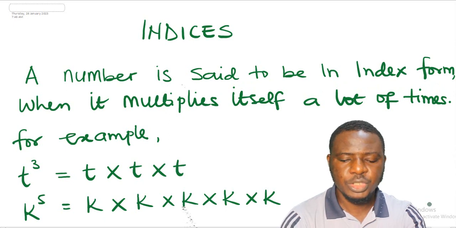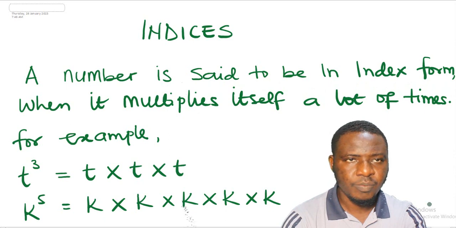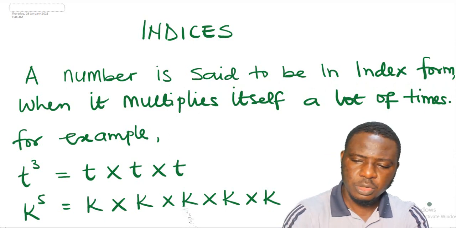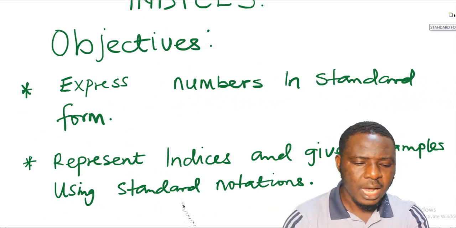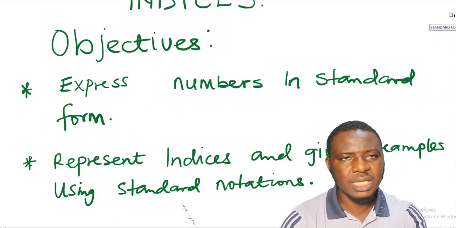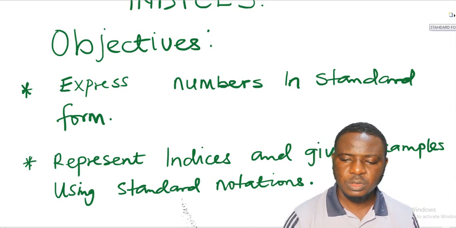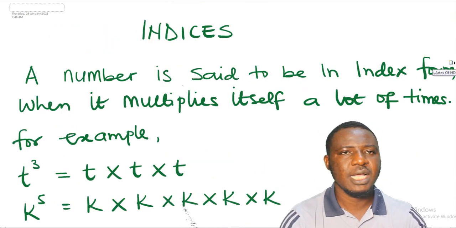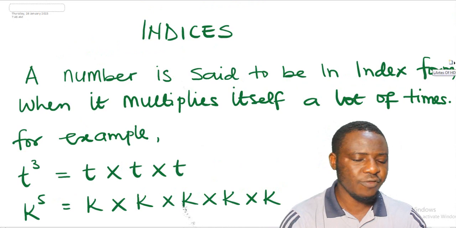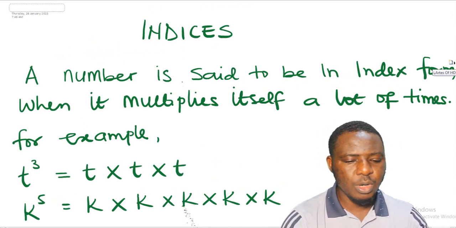Today's class is a continuation of our previous class on indices. At the previous class, we had a revision on standard form, where I showed you how to express numbers in standard form from ordinary form and from ordinary form back to standard form. In today's class, having learned what standard forms are and how to express numbers in standard form, we shall be looking at indices.